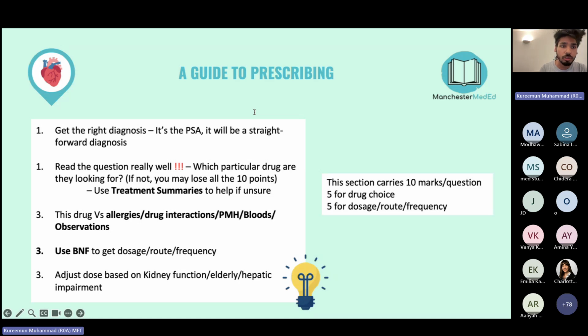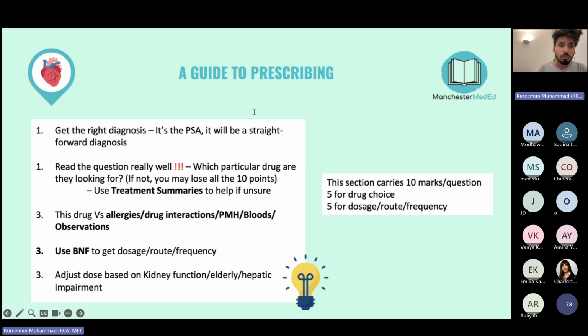And then once you get that drug, you need to make sure that you can use it. That is, they are not allergic to it, there are no other drug interactions, and the past medical history is suitable. For example, this patient has asthma, so you can't use labetalol for this one. So you need to choose other medications. You also check whether the bloods and observations are fine for you to use that medication.